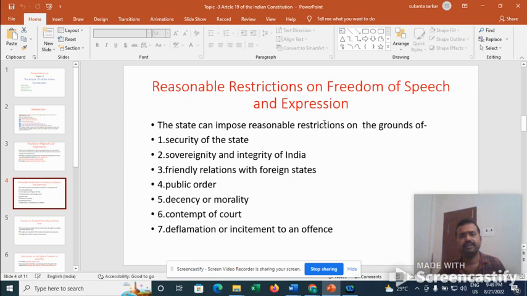Reasonable restrictions on freedom of speech and expression. Here, the Supreme Court decides whether a restriction is reasonable or not. The state can impose reasonable restrictions on the grounds of state security, sovereignty and integrity of India, friendly relations with foreign states, public order, decency or morality, contempt of court, defamation or incitement to an offence.